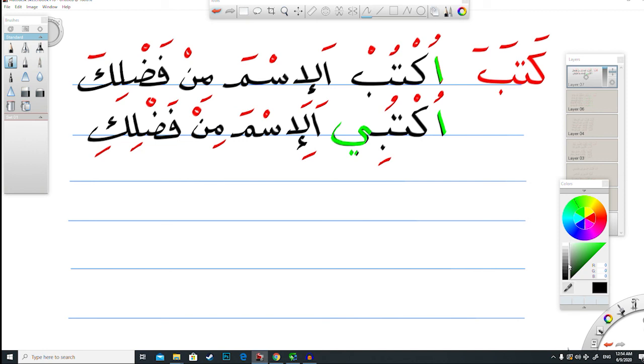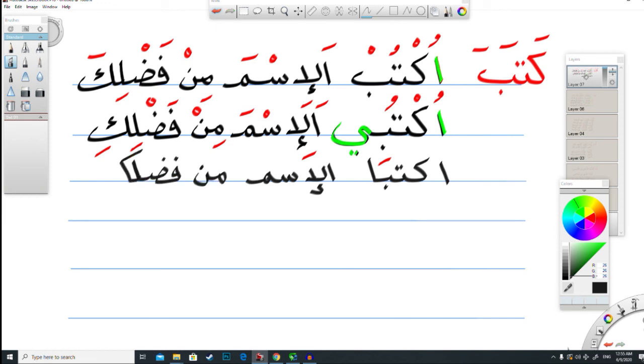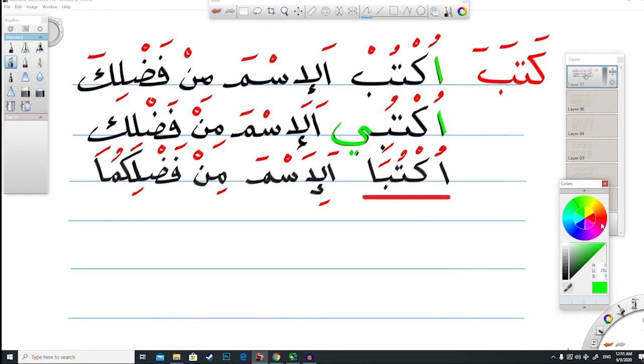Okay, for dual masculine and feminine, if you want to ask two girls or two guys to write the name, you say اكتبا. اكتبا الاسم من فضلكما. Now let's see what we have added to the root. We added Hamzat wasl, which is alif without hamza, and we added the final form of the letter alif. اكتبا الاسم من فضلكما. Write the name, please. You ask two girls or two boys.